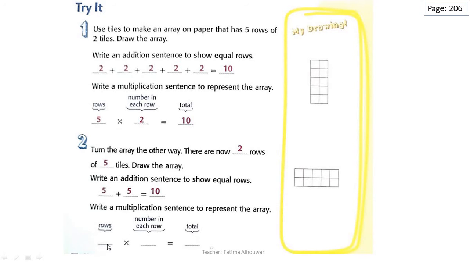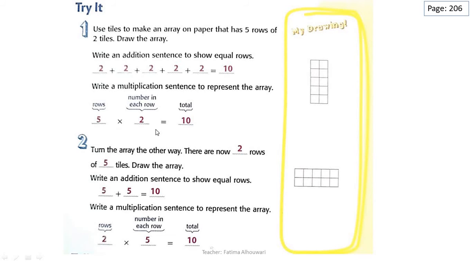Again, in the first blank, we will write the number of rows, which is 2. And here we will write the number of tiles in each row, which is 5. So 2 multiplies 5 equals 10. Great job, grade 3. This is another example of commutative property of multiplication.